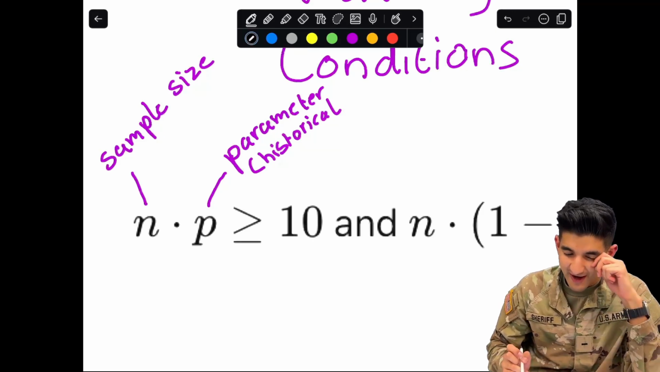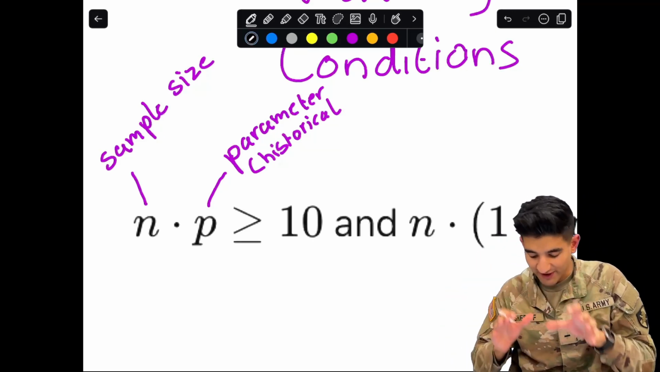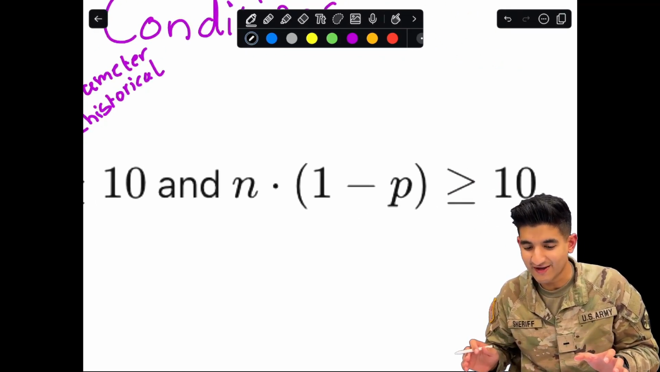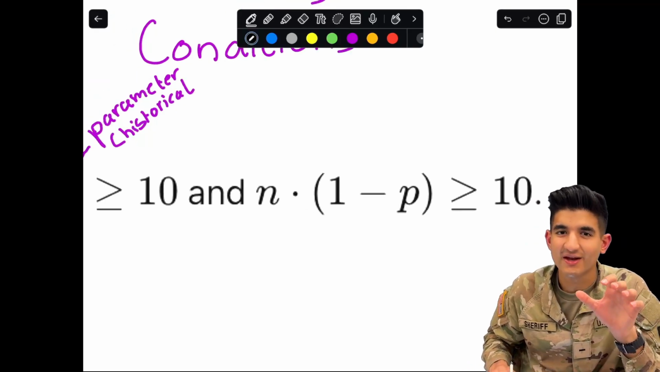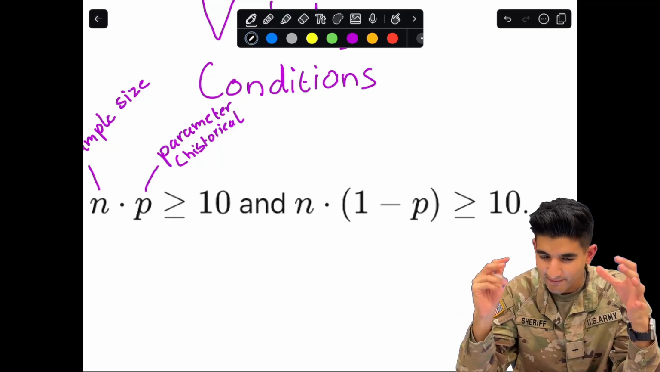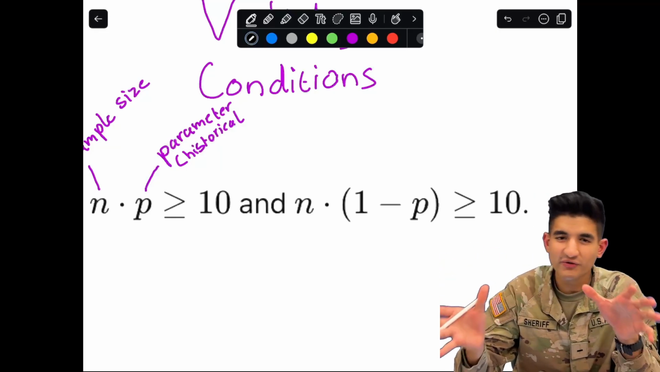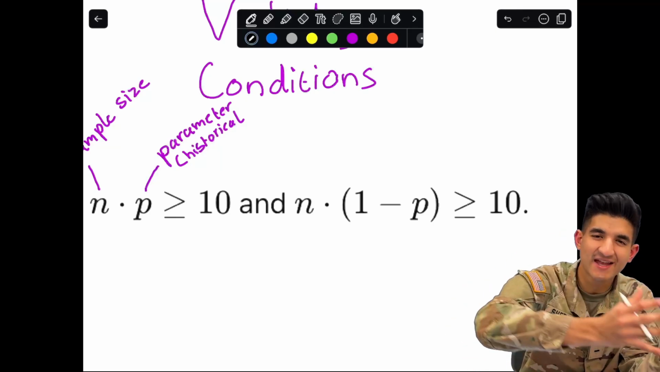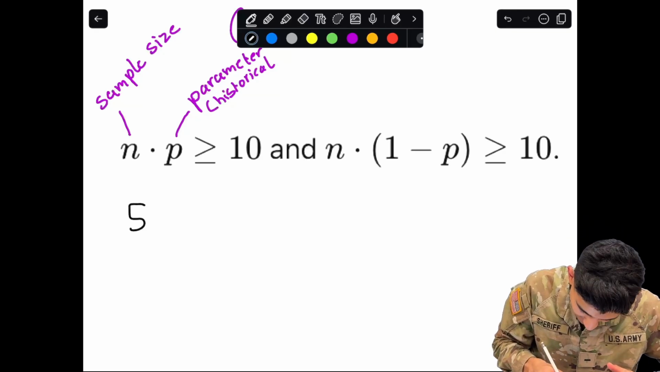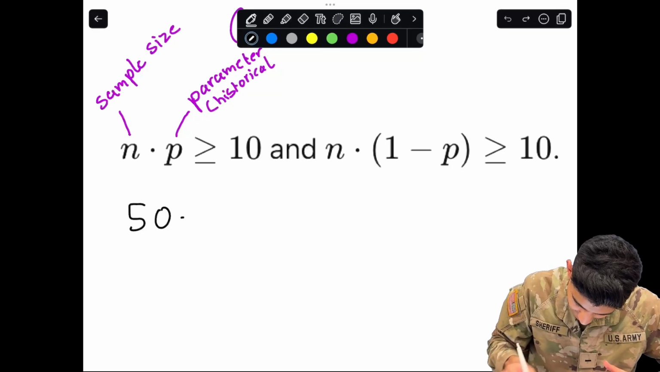Yep, 0.8. And it's going to be great if the sample size times the parameter is greater than 10 and the sample size times 1 minus the parameter is greater than 10, then we have validity conditions. What does that mean? It basically means that if we accept the historical proportion to be true and multiply it by our sample, would we have at least 10 in each group? So in our case, the sample size is 50, and the historical proportion is 0.8.